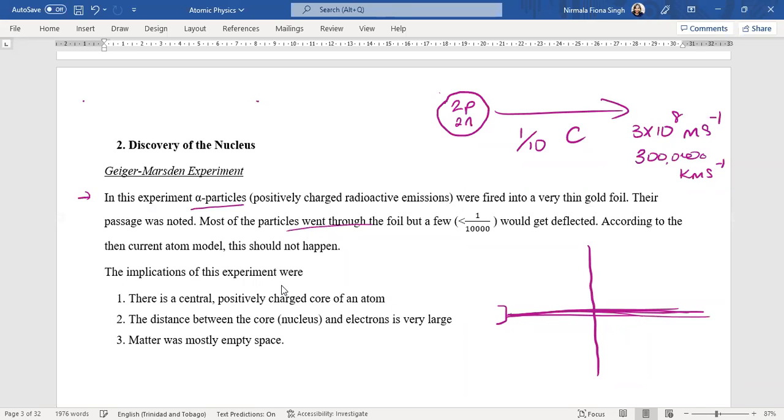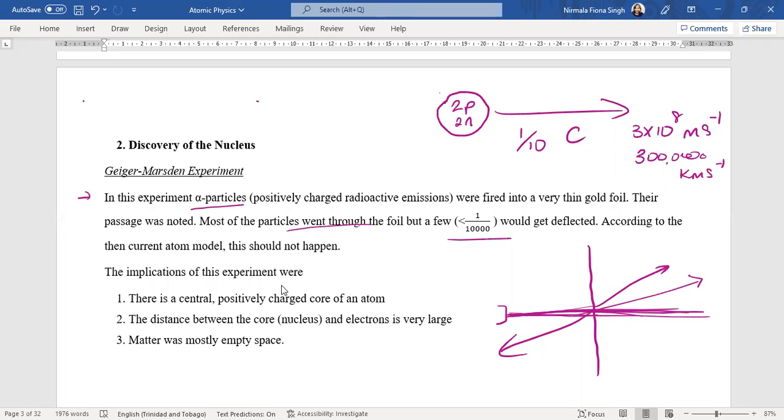But what had happened, most of the particles went through as they rightfully expected to, but ever so often, a particle will hit the gold foil and get deflected, right? Ever so often, as in less than 1 out of every 10,000. So it's not to say it happened often, right? One will get deflected. And even rarer than that, one will bounce off the gold foil. Now, this should not have happened.